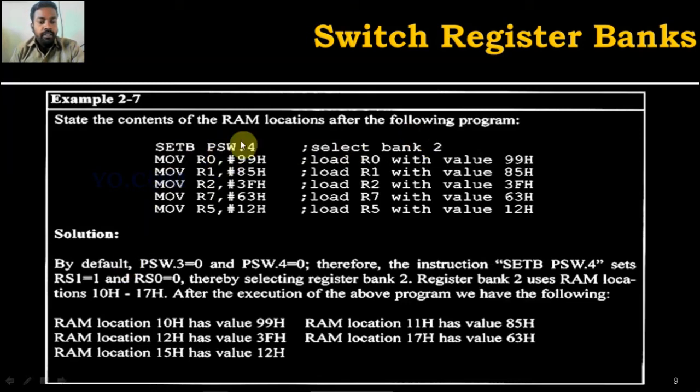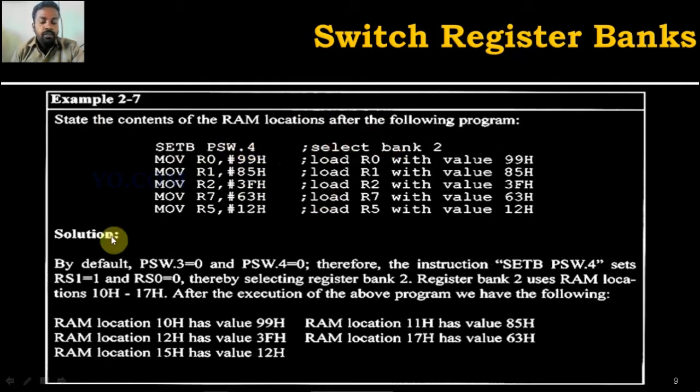Then MOV R0, 99; MOV R1, 85; R2, 3F; R7, 63; R5, 12. These are the immediate data loaded into the particular registers 0, 1, 2, 7 and 5. This is the given program. What happened? State the content of RAM location after the following program. So what will happen here? PSW 0.4 is used to select bank 2.